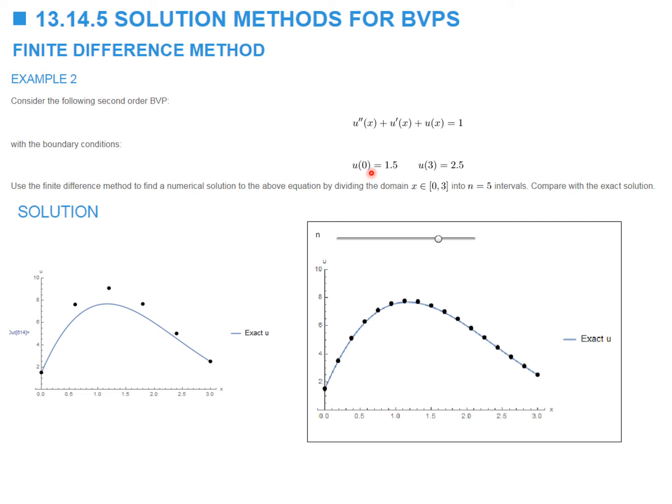as Dirichlet boundary conditions. The u at x equals 0 is given, and u at x equals 3 is given. X, the domain where this equation is applicable, is between 0 and 3. And it's divided into 5 intervals, and you can see it's not very accurate when we compare the exact solution to the numerical solution, but when I increase n, I gain accuracy back.